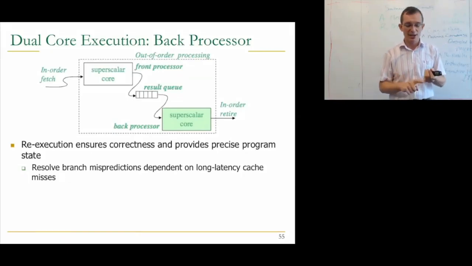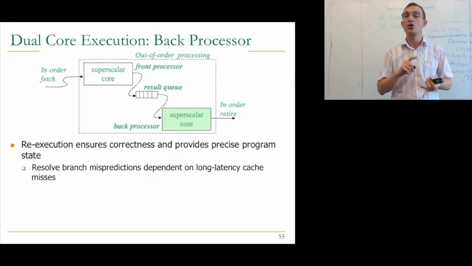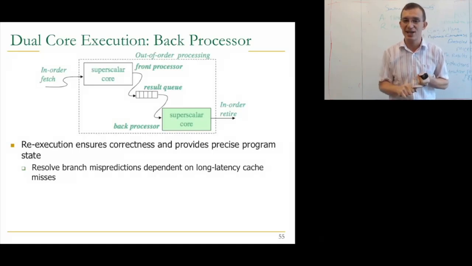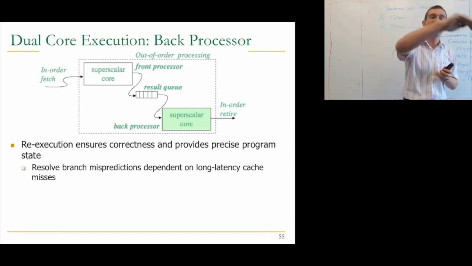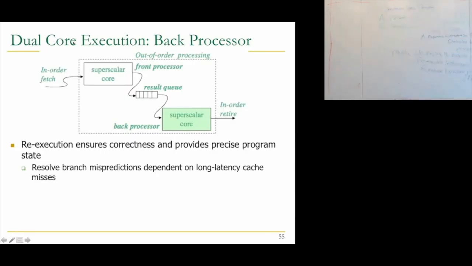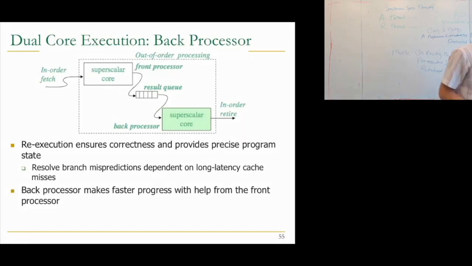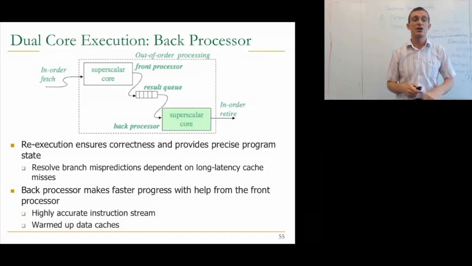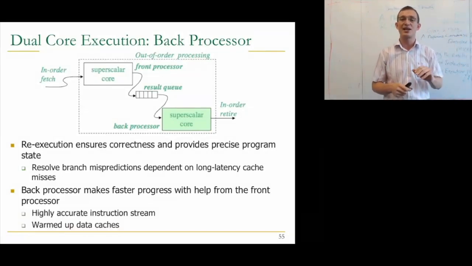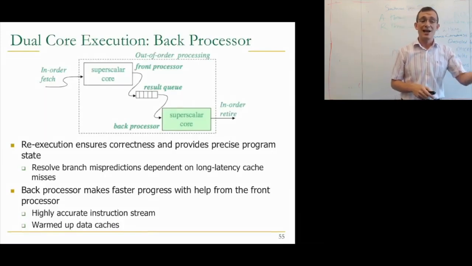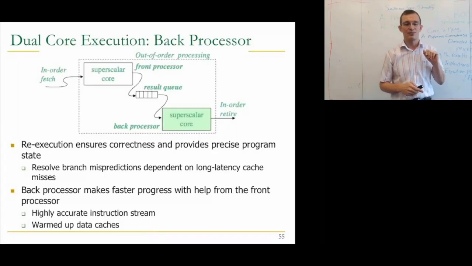So it basically executes instructions that are dependent on misses, and it also resolves branch mispredictions that are dependent on long latency cache misses. And once that branch misprediction is resolved, the entire system, starting from the fetch unit of the front processor, is redirected such that you start from the right point. So the branch misprediction latency is actually longer than the pipelines of these two cores plus the result queue. The back processor makes faster progress with help from the front processor because it gets a highly accurate instruction stream. All of the branches that are independent of misses are resolved. And it gets warmed up data caches. Right? This is nice. Warmed up data caches are basically the benefit of run-ahead execution.